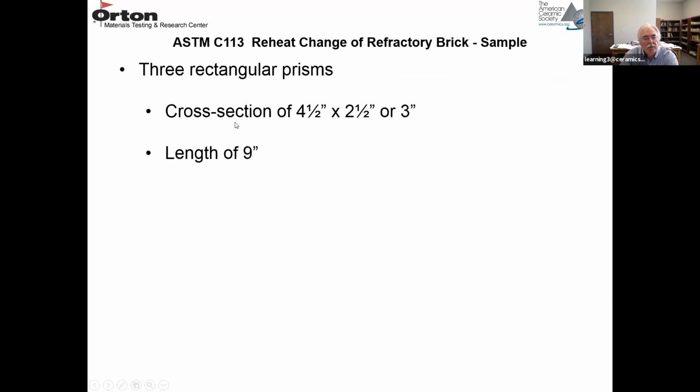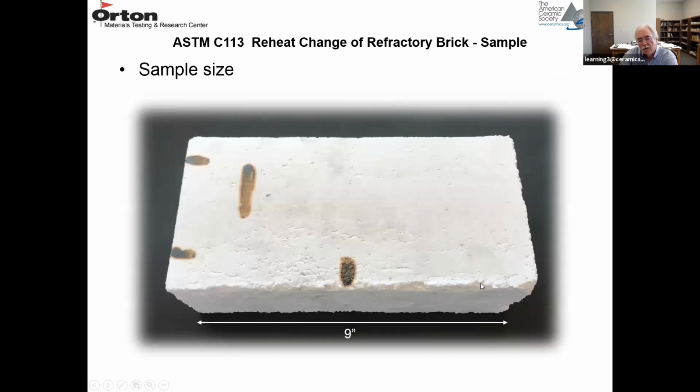The normal sample size for a reheat is what's called a 9-inch straight brick. It's 4.5 inches wide by 2.5 inches thick, or sometimes it's 3 inches thick and 9 inches in length. This is a typical sample of a high alumina refractory brick. It's 9 inches long, 4.5 inches across, and this is probably 2.5 inches thick. These are high temperature markers.